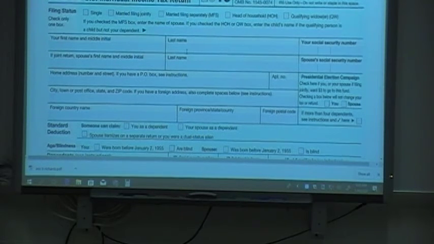Lisa is single, so check the box that says single. Make sure to put her social security number in because that's how the government identifies her. She is not contributing to the presidential election campaign, so you do not need to put anything in those boxes. And her parents do claim her as a dependent, so I'll check that box.